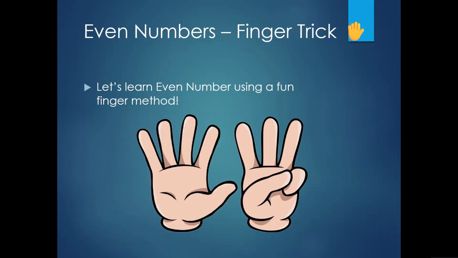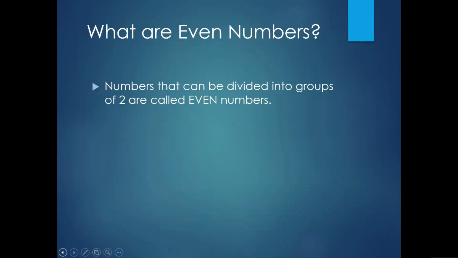So first of all, let us understand what even numbers are. Even numbers are the numbers that can be divided into groups of 2. Or in simple language, we can say those numbers that come in the table of 2 are called even numbers, like 36, 48, 94. We can also say the numbers that end with 2, 4, 6, 8 and 0 are called even numbers.